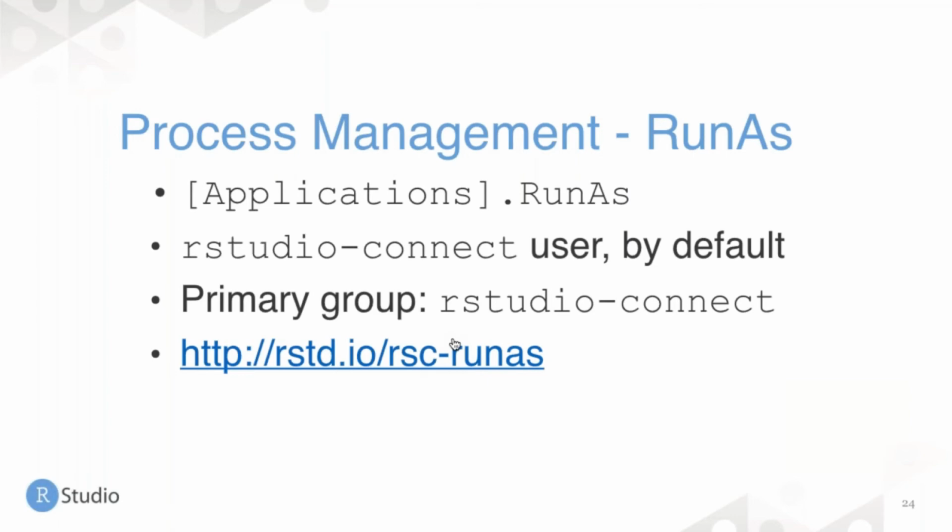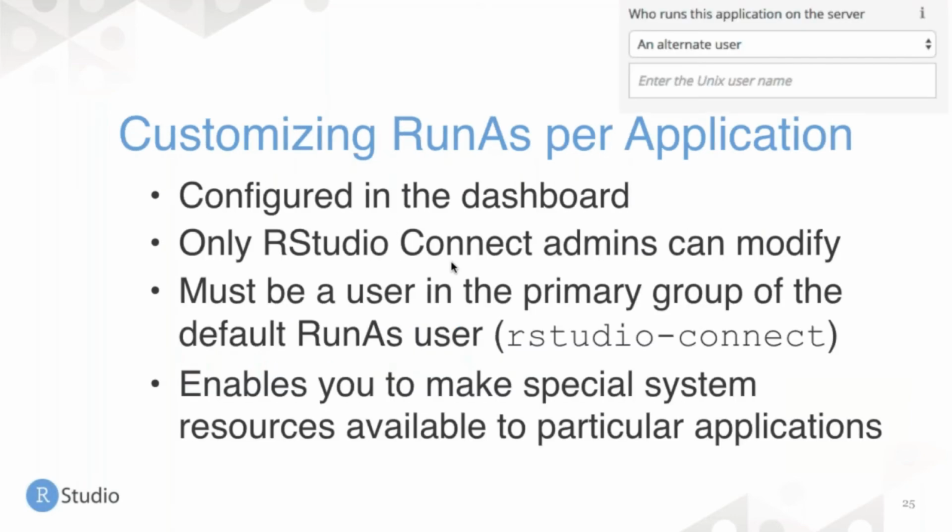But you can actually go in and start customizing that. If you define globally a new applications.RunAs user, you can say, I don't want to run R as the rstudio-connect user by default. I want to run it as someone else. That's totally fine, and you can change that globally. You can also change that per application. This is configured in the dashboard, and you do have to have admin privileges in order to change the setting. So only an admin can modify the setting.